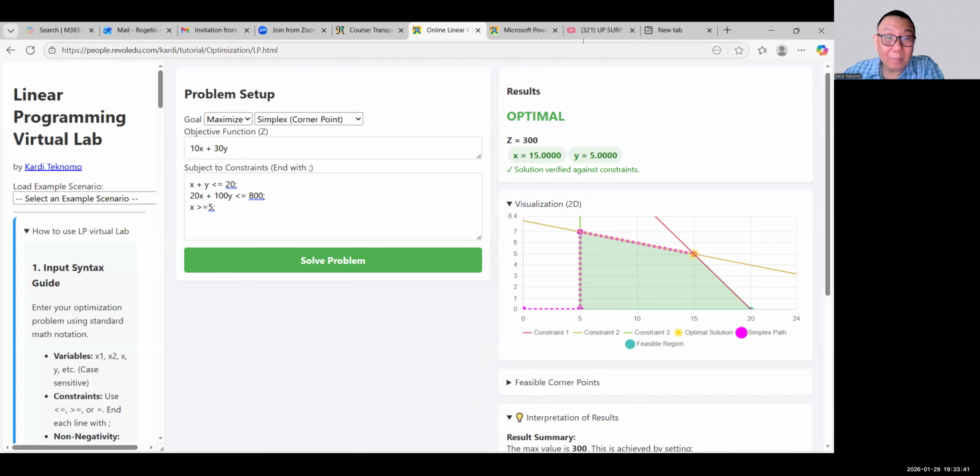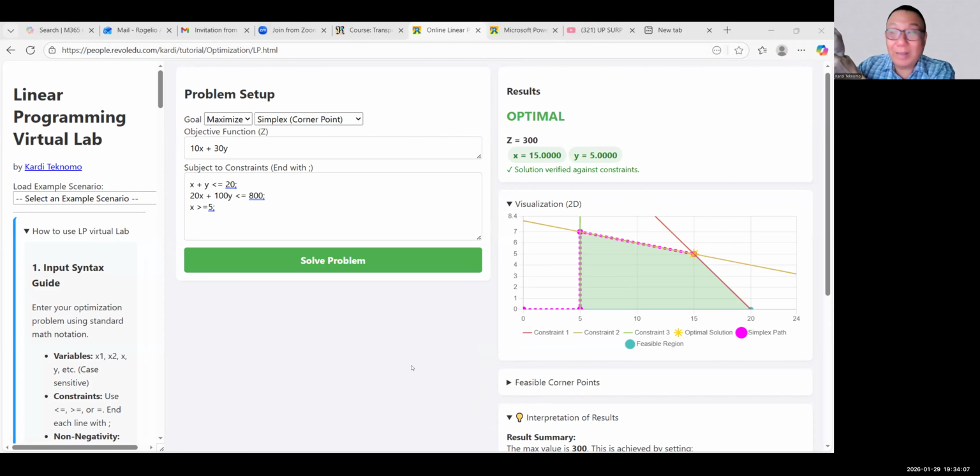Yes, I have a question. Is it necessary to have the constraints for y to be greater than or equal to 0? You can add that one, so x larger than 0 and then y larger than 0. You can add it, but the calculator already assumed that inside the program.